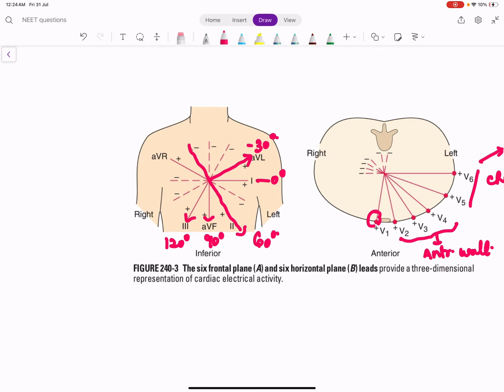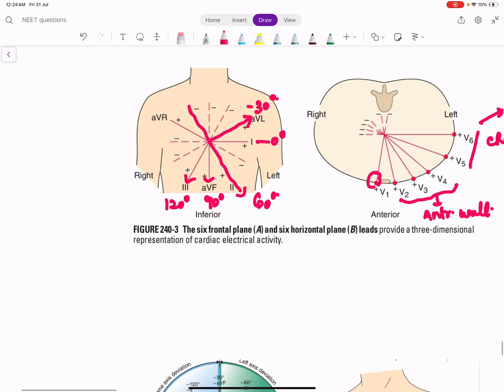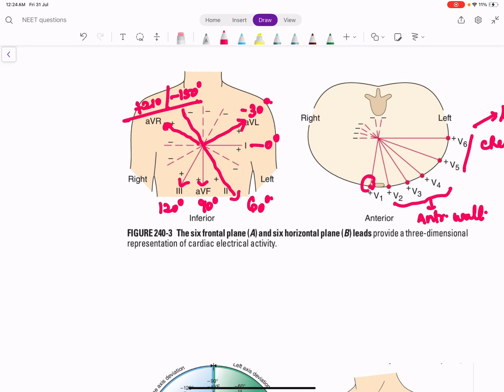For the augmented leads, draw in between. So lead AVL is minus 30, lead AVF is 90, and lead AVR is plus 210, or if you come in the negative, it is minus 150 degrees. Okay, so the normal heart follows the axis of 60 degree. The normal heart's axis is 60 degree.